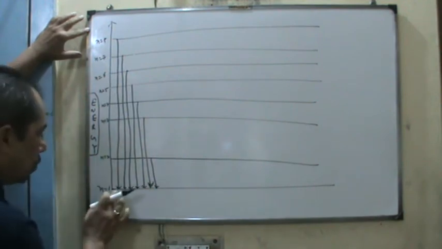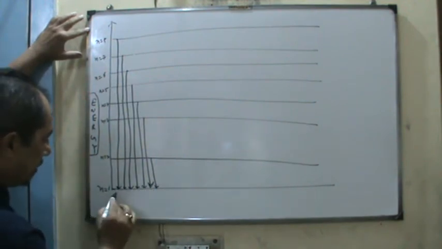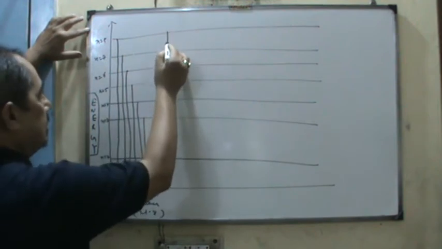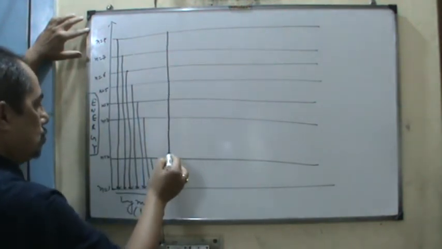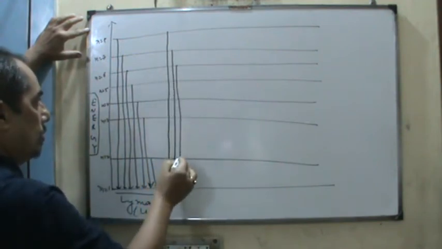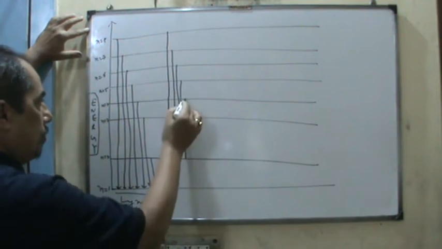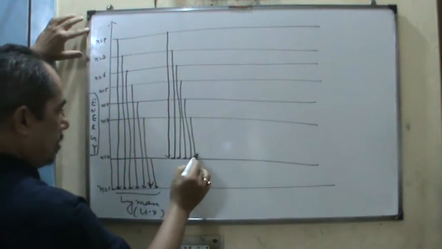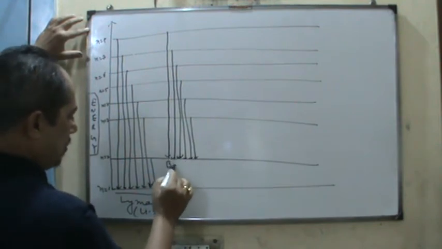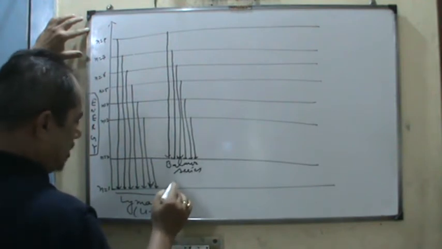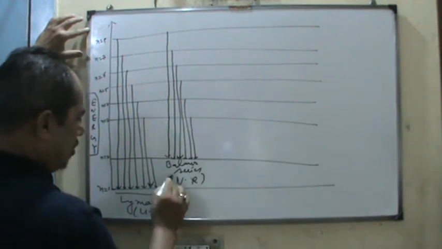How many lines are obtained? 1, 2, 3, 4, 5, 6, and 7. These are known as the Lyman series and are visible in the ultraviolet region. Take the other line: 8 to 2, 7 to 2, 6 to 2, 5 to 2, 4 to 2, 3 to 2. These are the Balmer series. In which region is it visible? This is the visible region of light.